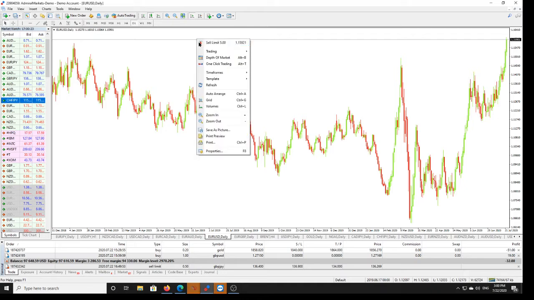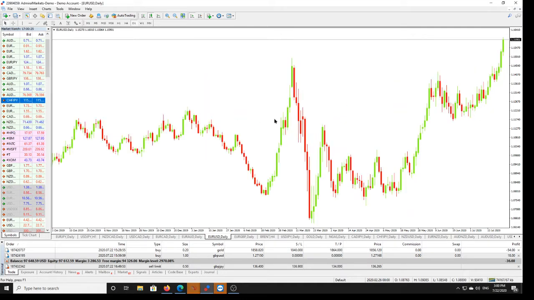Today we are going to do price action trading in the market setup. Price action means we are just doing trading without any indicators. We're going to talk about resistance and support, and we are going to talk about consolidation.